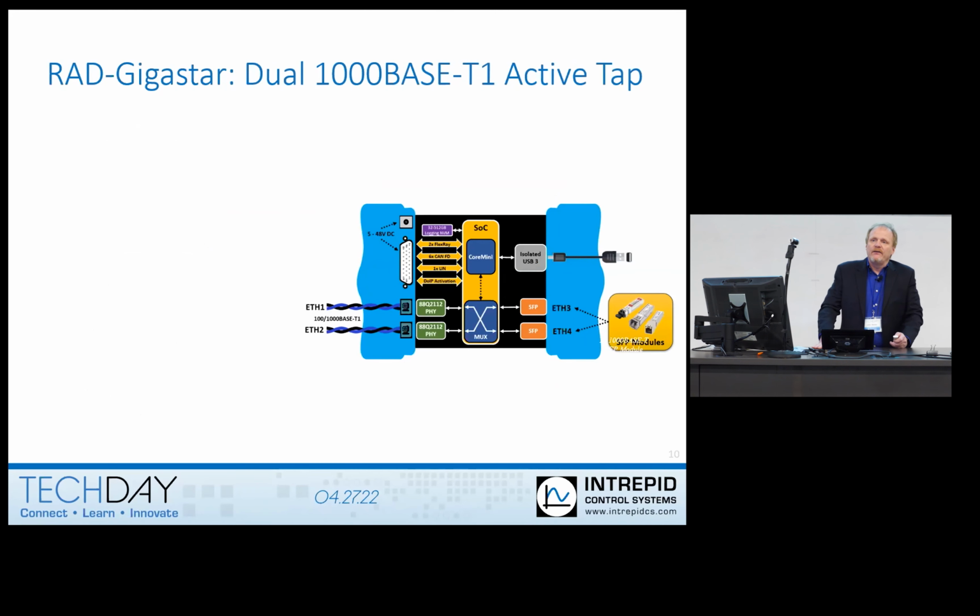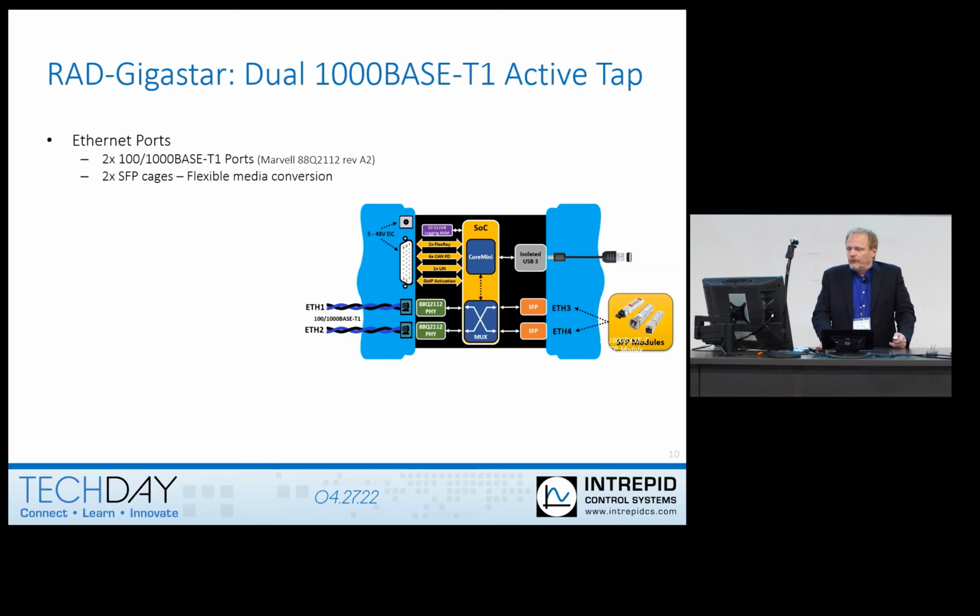So that was 100BASE-T1, moving to 1000BASE. RAD-Gigastar is something that was released and went to production a few years ago. And it's a dual 1000BASE-T1 active tap. So it has 4 Ethernet ports on it. 2 of them are 100/1000BASE-T1 ports, Automotive Ethernet. And then we have 2 SFP cages.